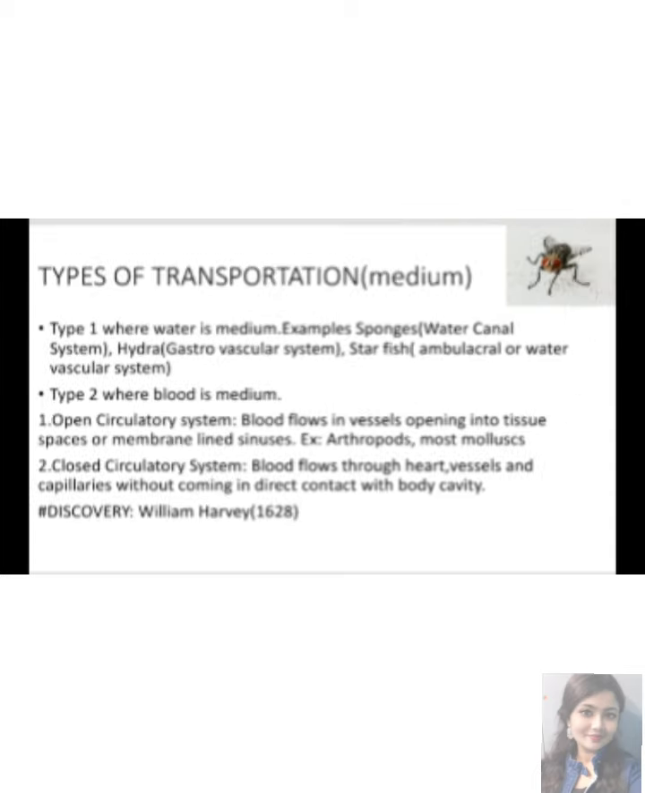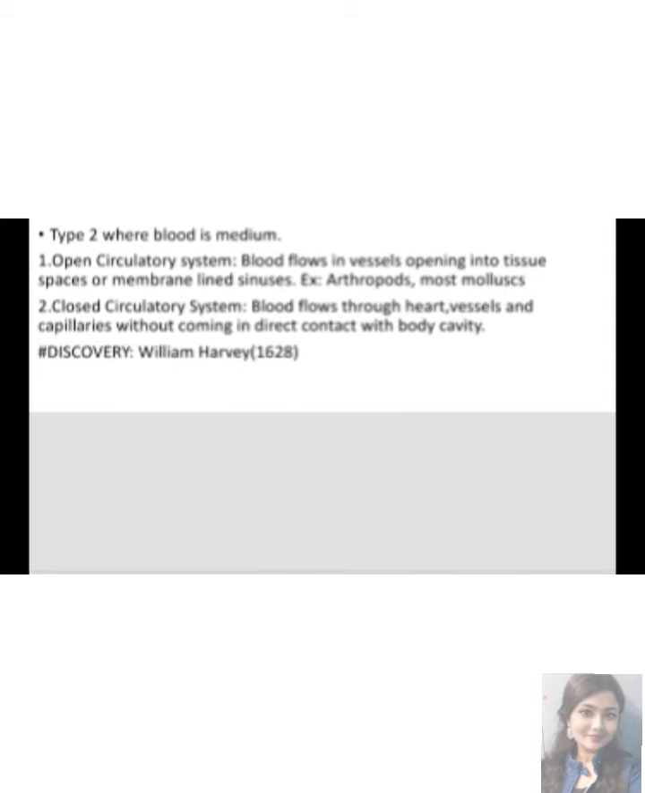system. In open circulatory system, the blood flows in vessels opening into the tissue spaces or membrane sinuses. The examples are arthropods and most mollusks. In closed circulatory system, the blood flows through the heart and through certain vessels and capillaries without coming in direct contact with lined sinuses or the body cavity. To be noted that blood circulation was first discovered in the year 1628 by William Harvey. So let's highlight this point.